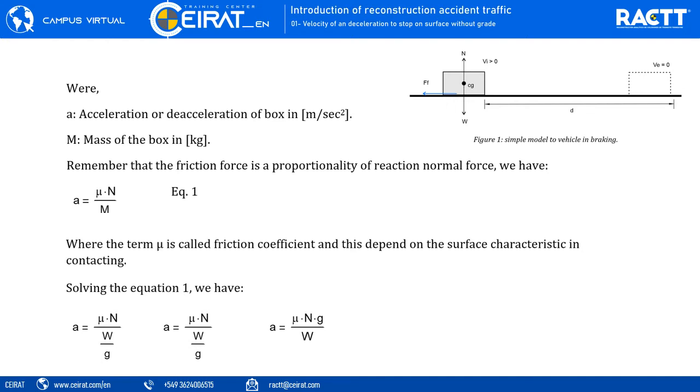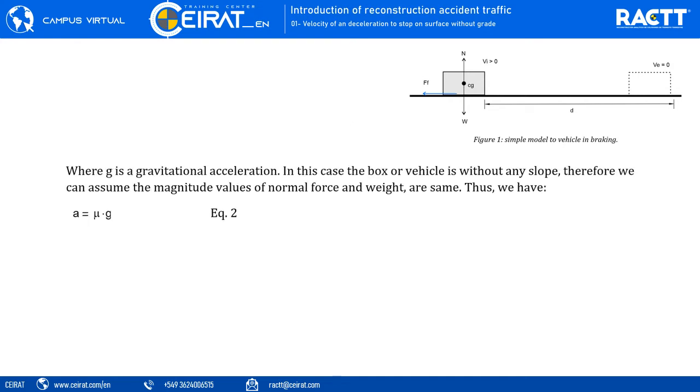Remember that the friction force is proportional to the normal reaction force. We have, where the term μ is called the friction coefficient and this depends on the characteristics of the surface and contacting. Solving the equation 1, we have, where g is the gravitational acceleration.